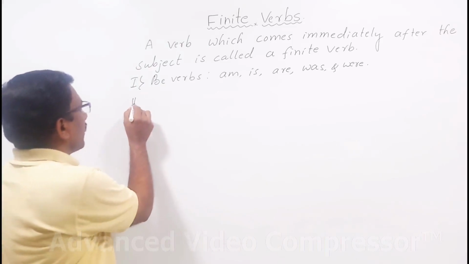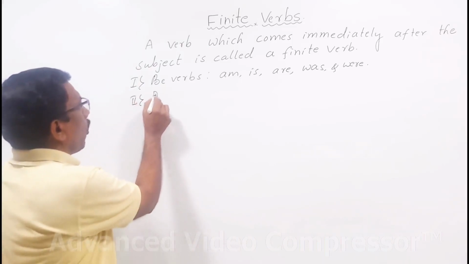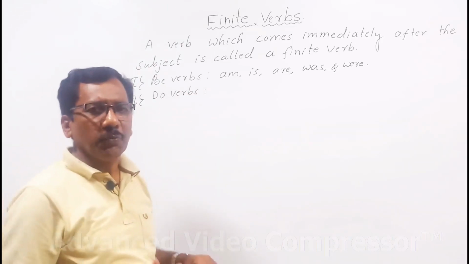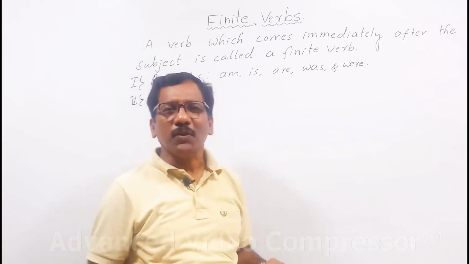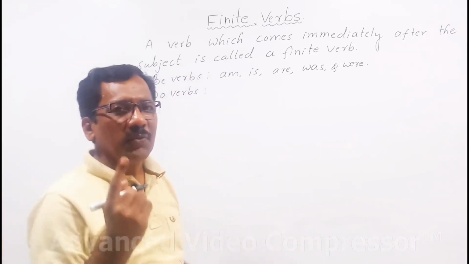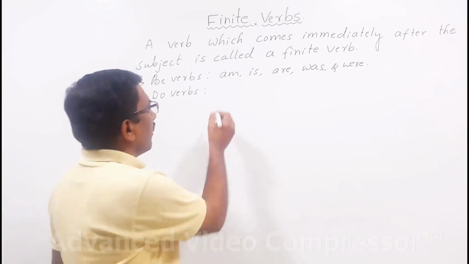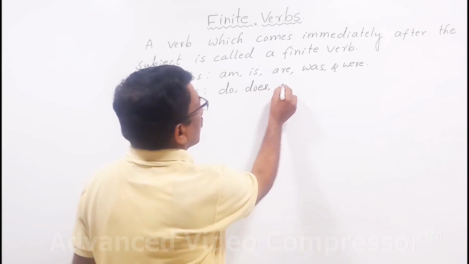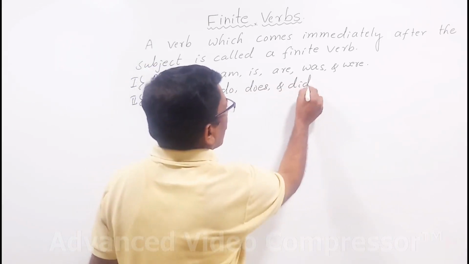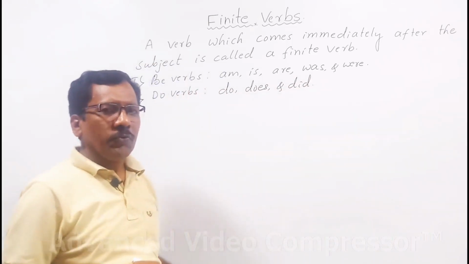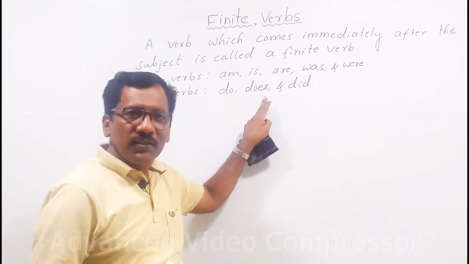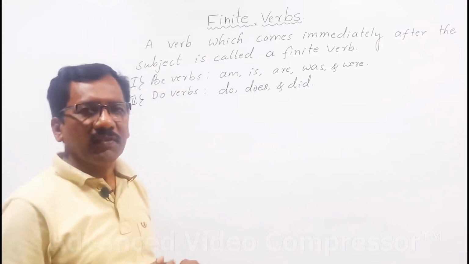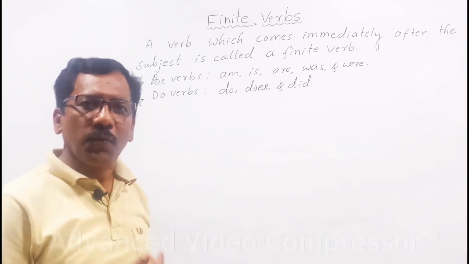Okay. Secondly, please remember, all the do verbs in English are also finite verbs. Then, what are the do verbs? Students, do verbs are three in number. They are do, does, and did. Okay, I hope you know that do, does, and did are used when you want to change the sentence into negatives and in questions.